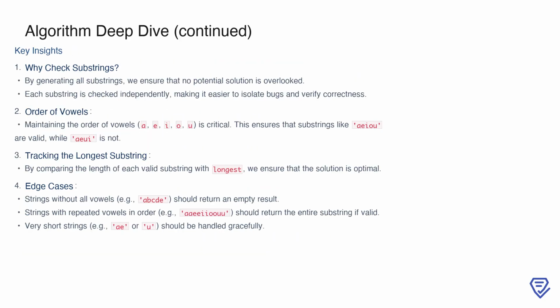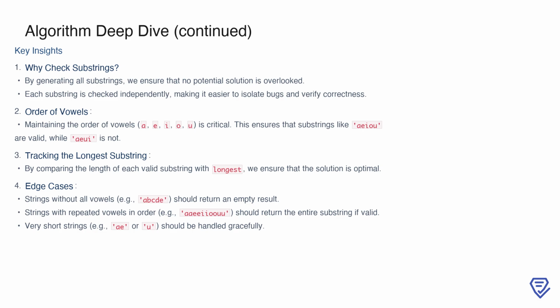This brute force approach, while inefficient, provides a few key insights. First, generating all possible substrings ensures that every potential solution is considered. While this is not optimal for performance, it is thorough and guarantees correctness. Next, maintaining the order of the vowels A, E, I, O, U is crucial to solving the problem. This ensures that substrings like A, I, O, U are valid, while substrings such as A, U, I are not. Additionally, by tracking the longest valid substring, we ensure that we return an optimal solution. Any substring that meets the criteria but is shorter than the current longest is discarded.